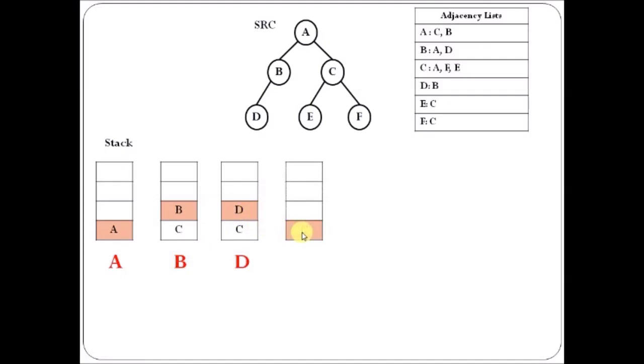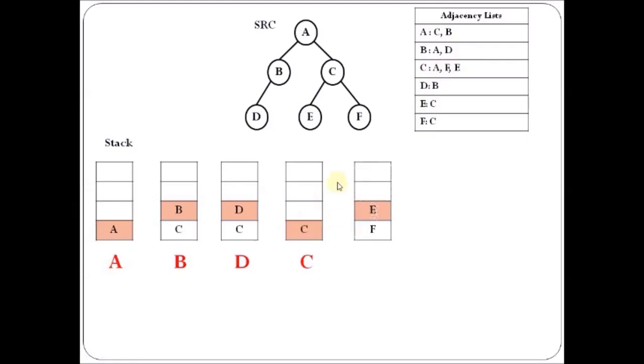Apply the same steps. The nodes that are adjacent to node C are A, F and E. We have already covered node A, so the remaining elements are F and E. So pop the top element and push the elements F and E.